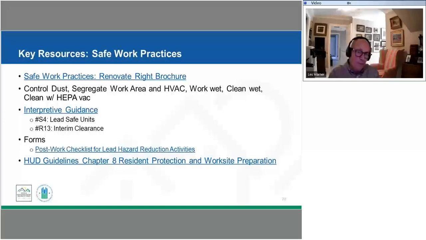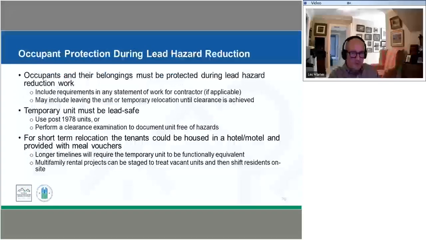And then we'll be looking at this in the resource list, in the HUD guidelines, chapter by chapter, cover topics. So chapter 8 is where resident protection and worksite preparation is covered in great detail. And this is really sort of the go-to resource on this. If you're not familiar with that, I think that would be something to spend some time on getting familiar. So let's talk a little bit about occupant protections.